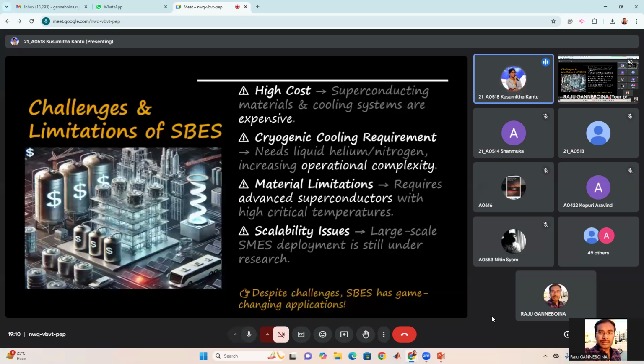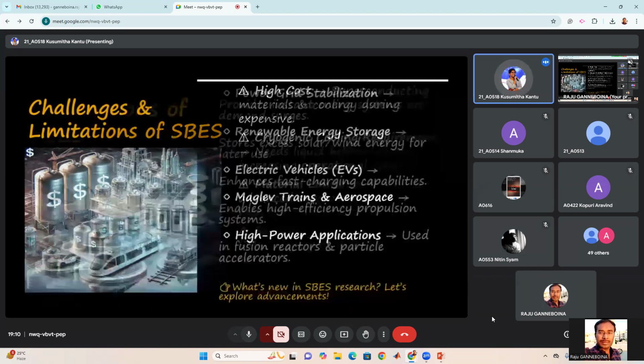materials limitations. Only special materials work at very low temperatures, and then scalability issues. Large scale use is still being developed. Even with these challenges, SPES has the potential to change the future of energy storage. And now let's see its game-changing applications.